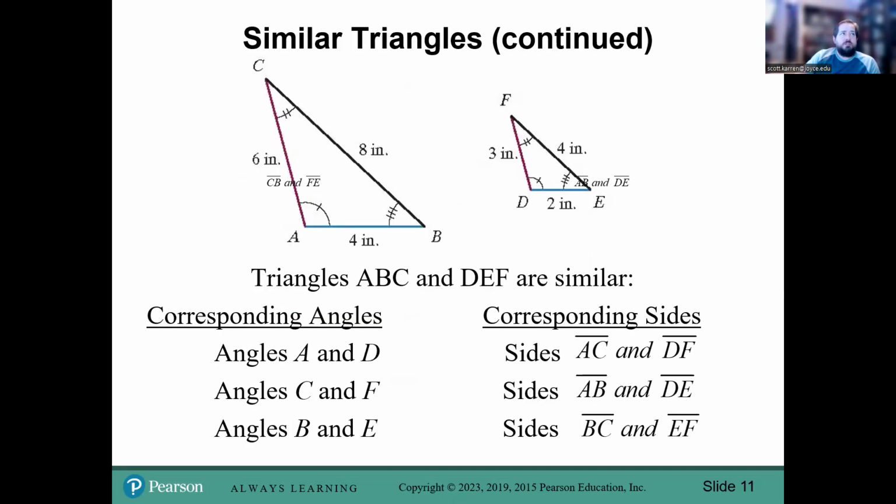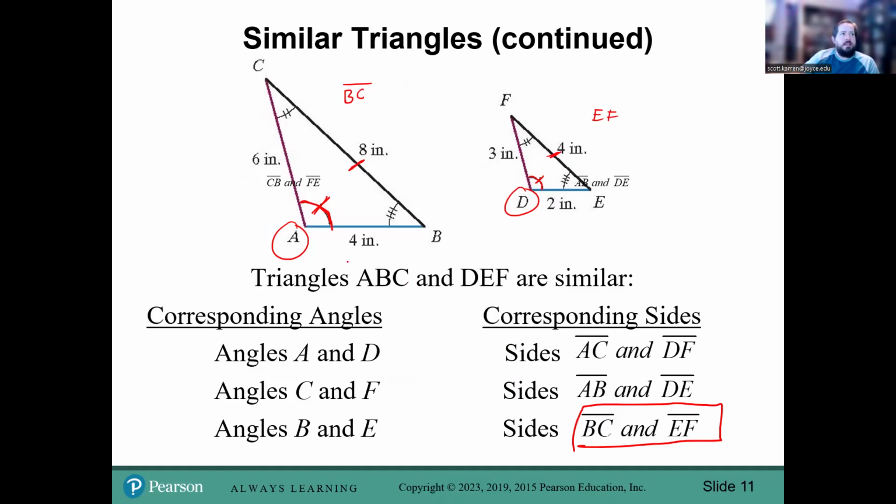So with these similar triangles, they've drawn it probably much better than I did here. But I have two corresponding angles here. Angle A and angle D are corresponding. They've indicated that with the little angle measure with a 1 tick mark here. But then the side BC corresponds to the side EF. And they have that written right there.